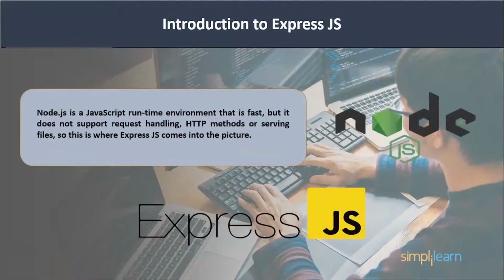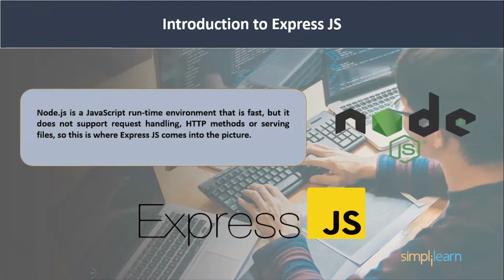Node.js is a fast JavaScript runtime environment, but it does not support request handling functions, HTTP methods, or serving files. So Express.js comes into the picture. Express makes the Node.js code easier, as Express provides a wide range of features to develop both web and mobile applications. It is used to build single-page, multi-page, and hybrid web applications. As Express is written in JavaScript, it is very easy to understand for developers who know JavaScript. Until now, Express is the most popular framework of Node.js.